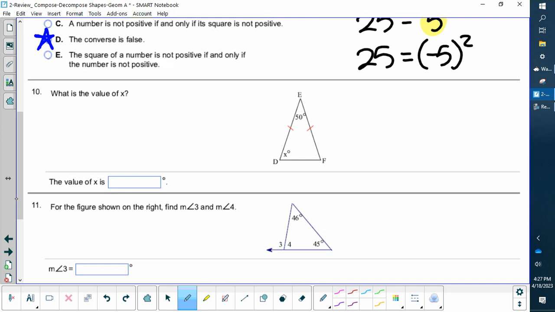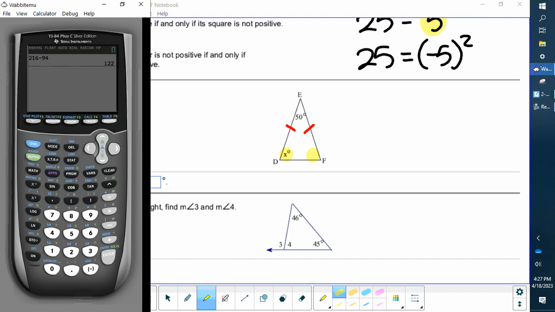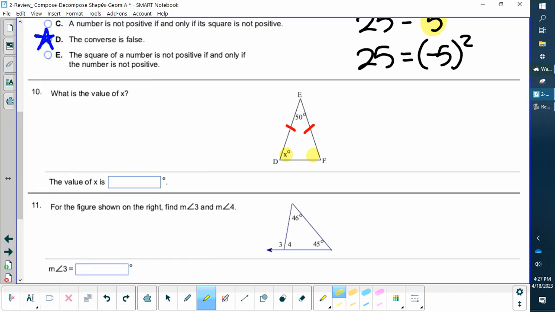Okay, question 10. This is called an isosceles triangle here, and that means base angles have to be the same. And we know all triangles add up to 180, so let me get my calculator out. So 180 minus 50 is 130. So those two angles have to add up to 130, and they have to be the same. So let's divide 130 by 2, and we get 65. So both those angles there have to be 65.